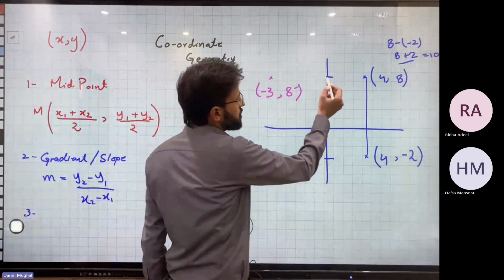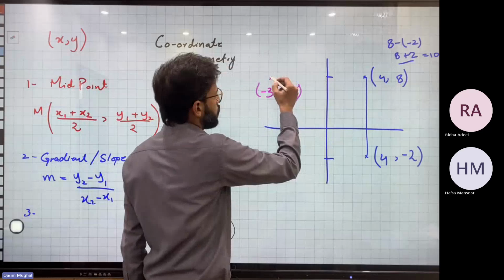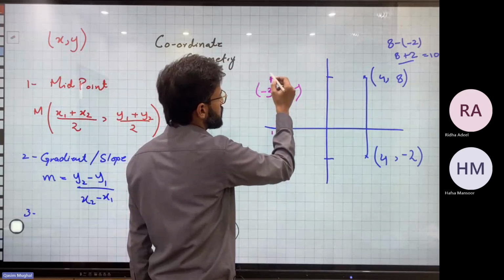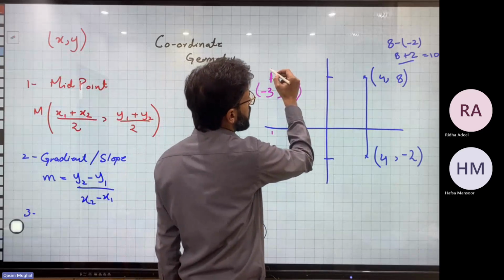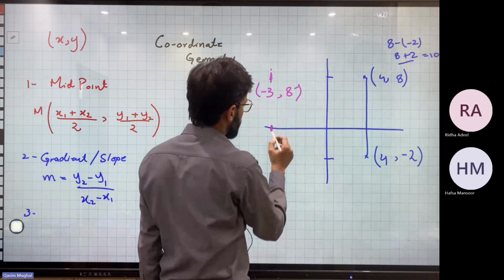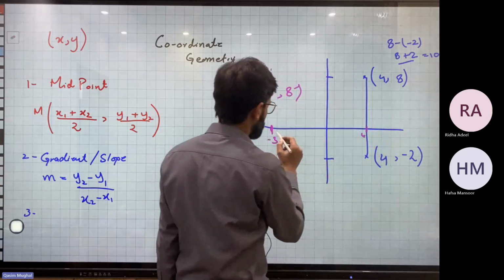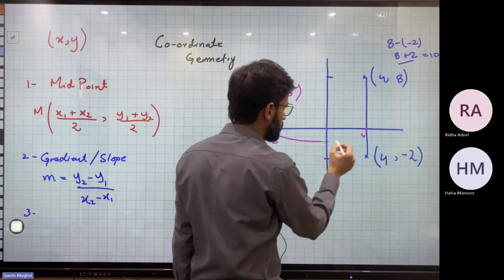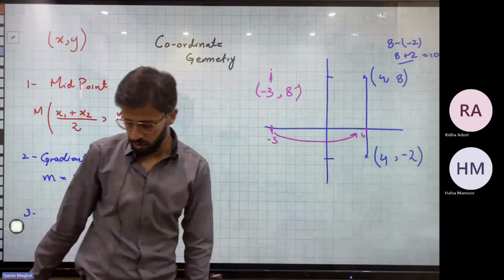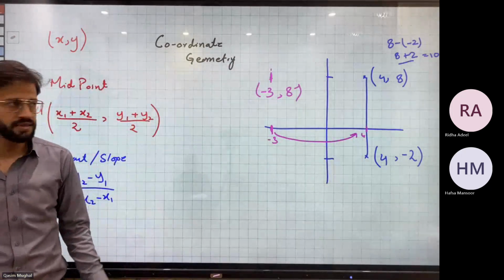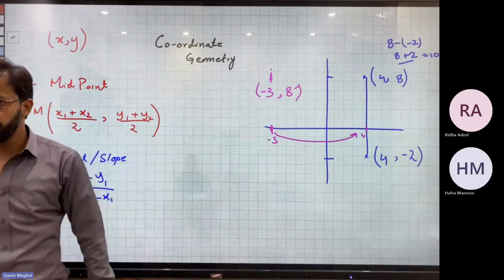So y for this one is 8, y for this one is 8. So the only thing which is changing is the x distance, the x value, from -3 to 4. So if you want to move from -3 to 4, how much distance will you be covering? 10. How will you do that mathematically?